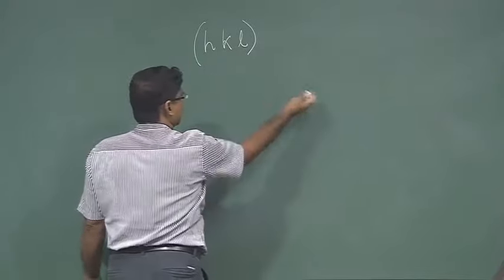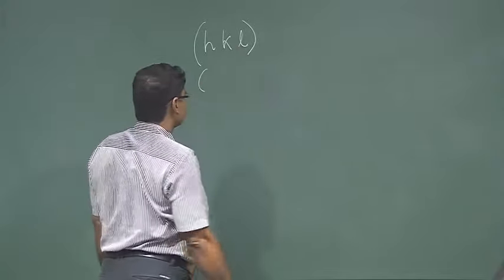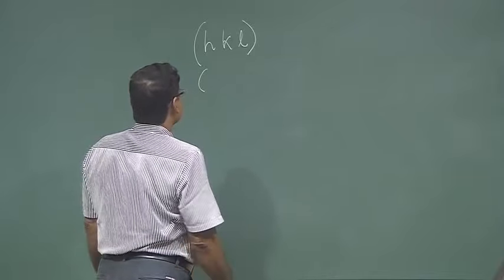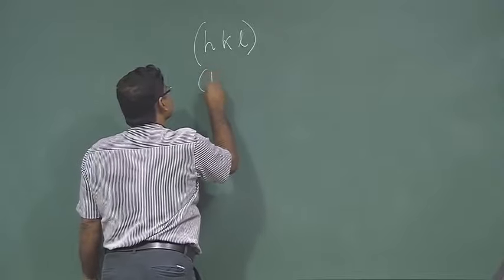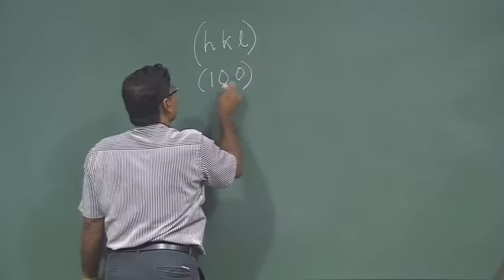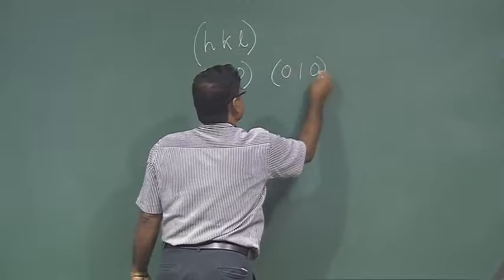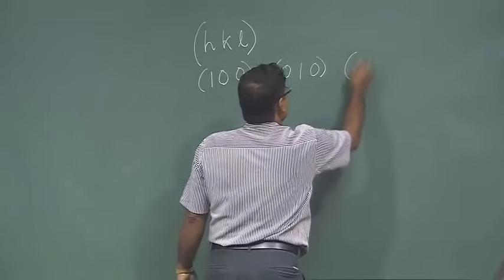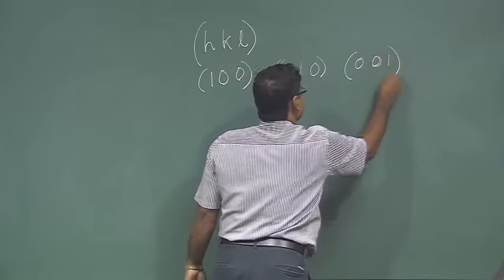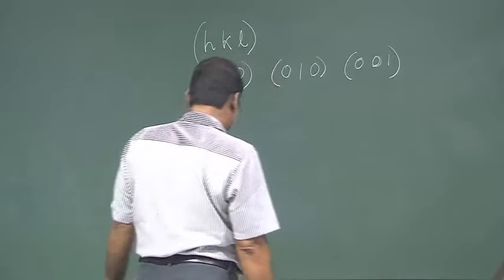So, for a cubic crystal, from just the faces of the unit cell, there we have seen 3 planes: 1 0 0, 0 1 0, and 0 0 1. So, 3 planes we have seen.